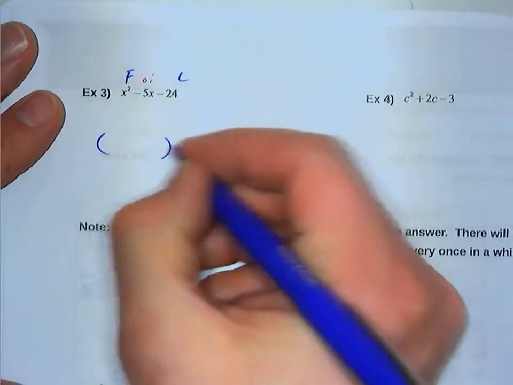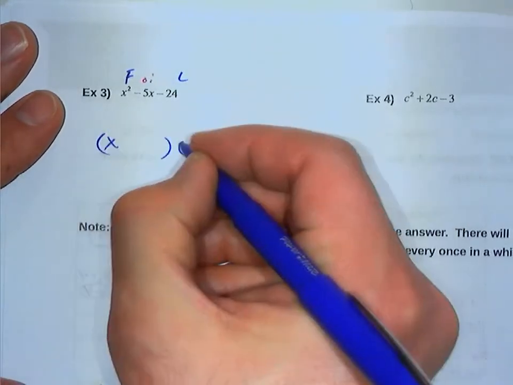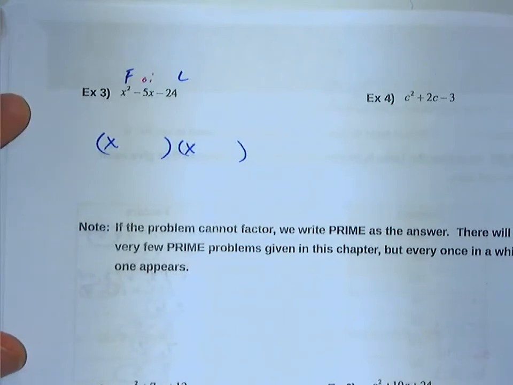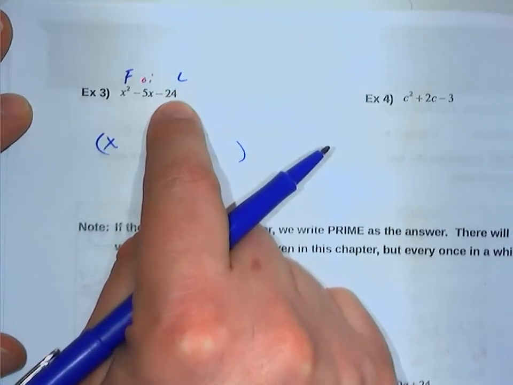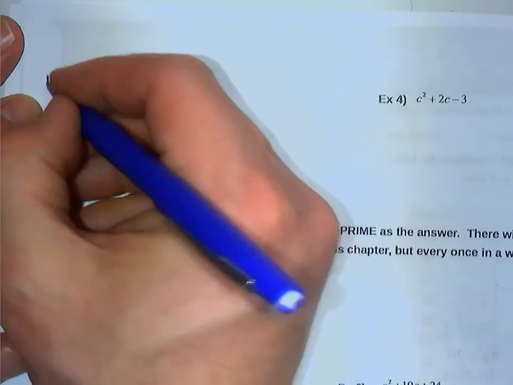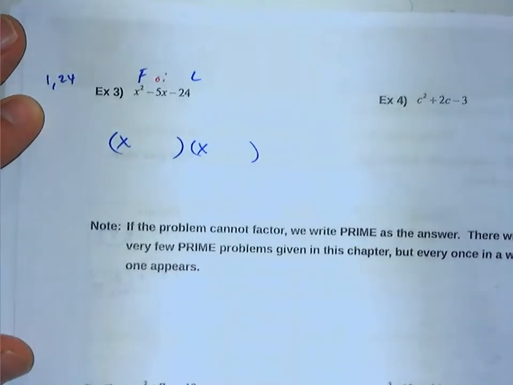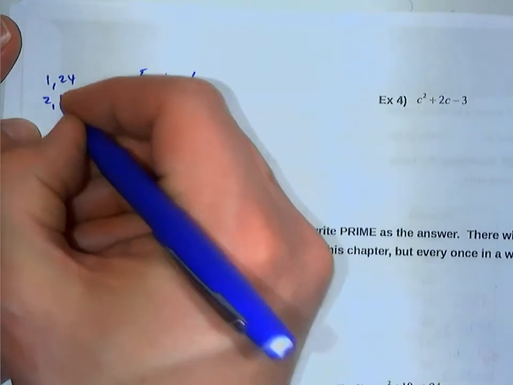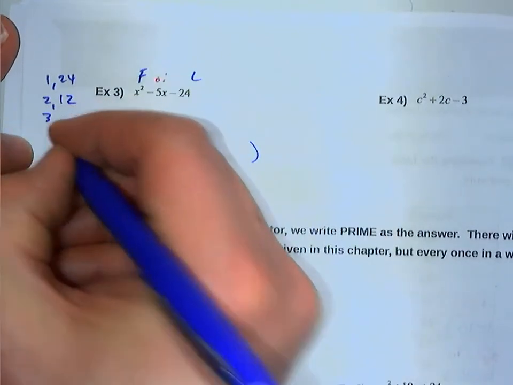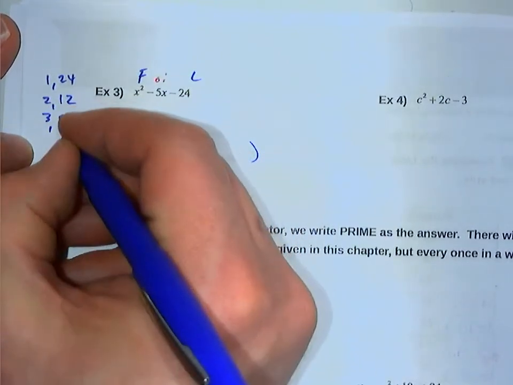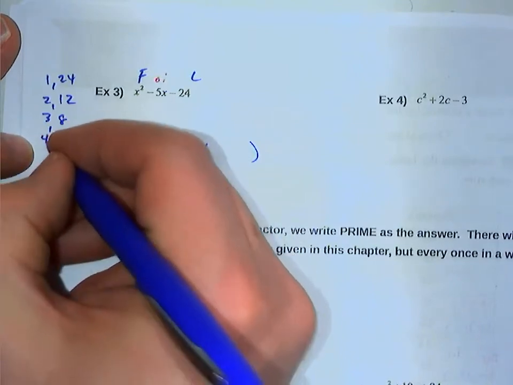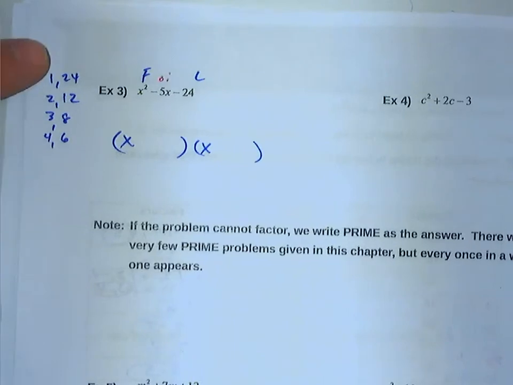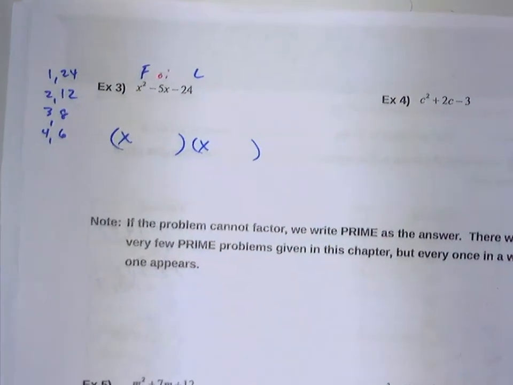So again, factors of x squared are x and x. Factors of 24, look at this guy on the outside. Factors of 24 are 1 and 24. What else? 2 and 12. 3 and 8. Anything else? 4 and 6. Okay, so I have 4 possibilities there.